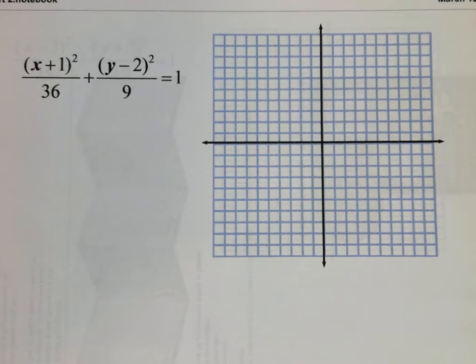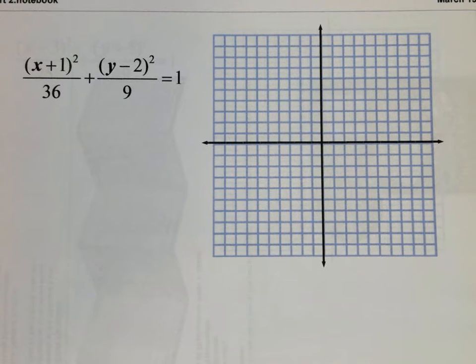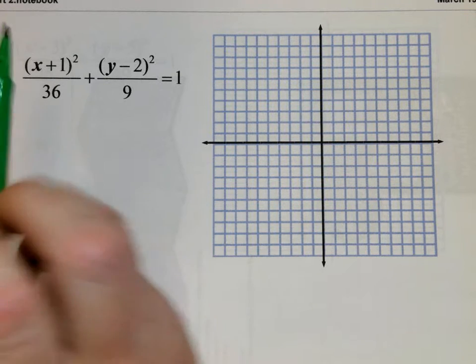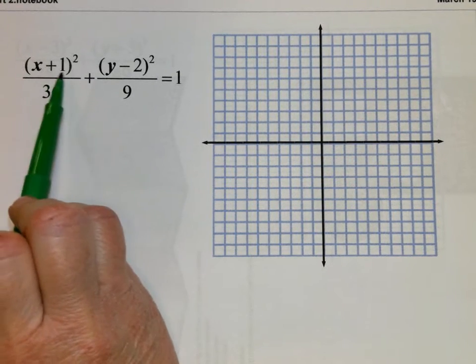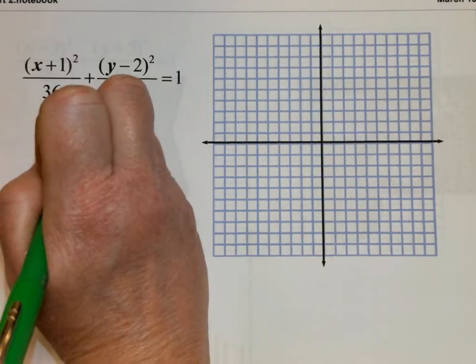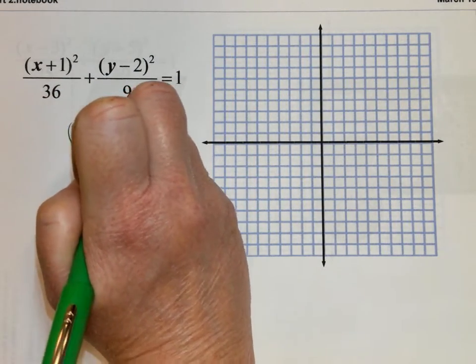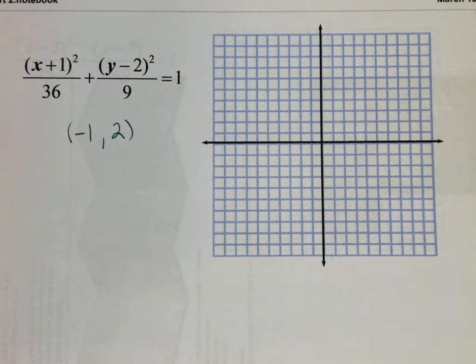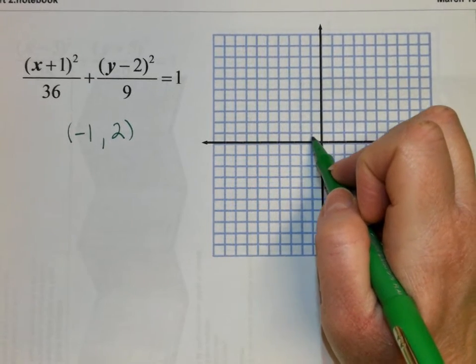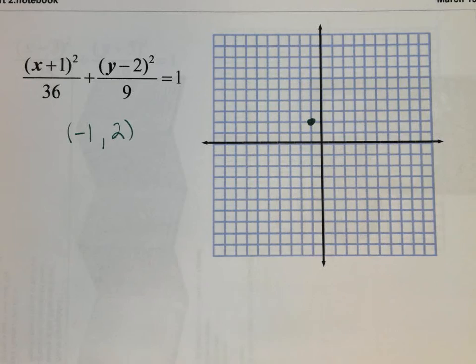So how does that affect us when we go to a graph? Well, the first thing we need to do is locate the center. So we ask ourselves, what is being subtracted from x? Well, that would be -1. What is being subtracted from y? That would be a 2. So our new center is (-1, 2). That is where I'm going to do all my counting from.